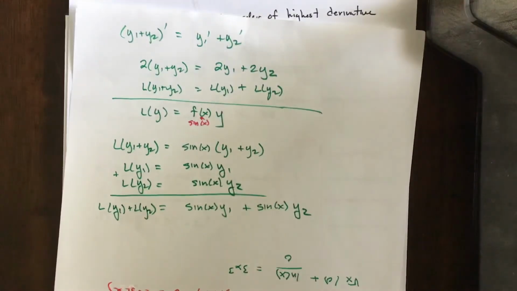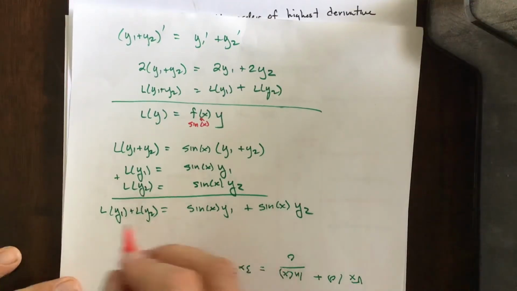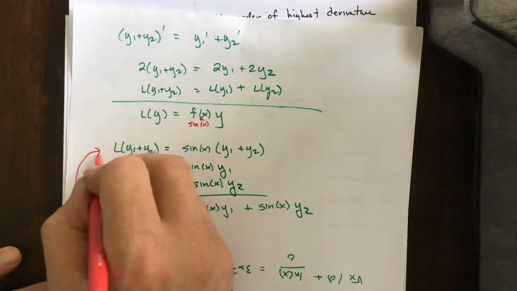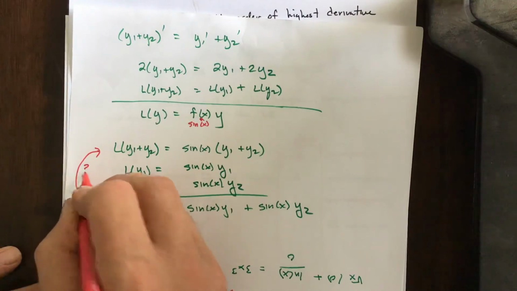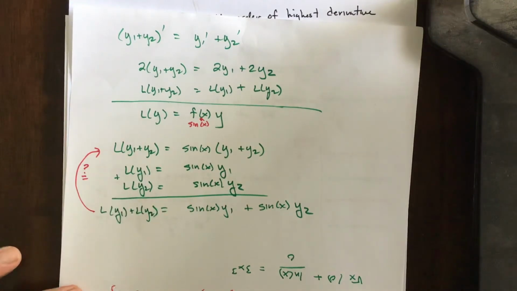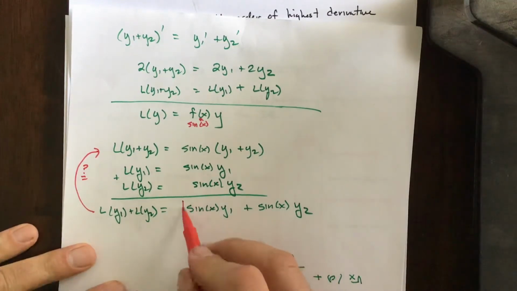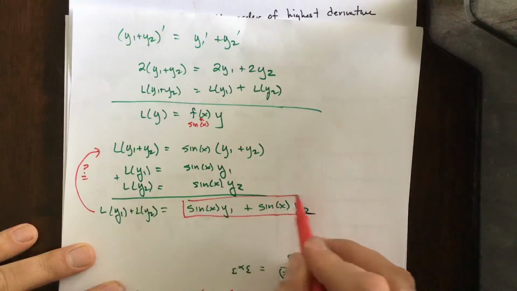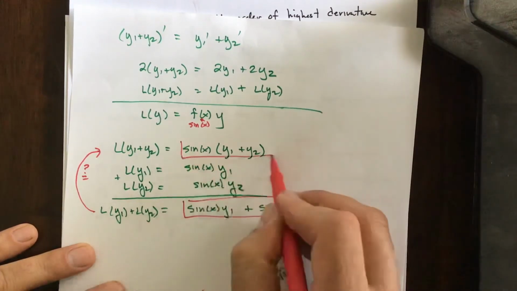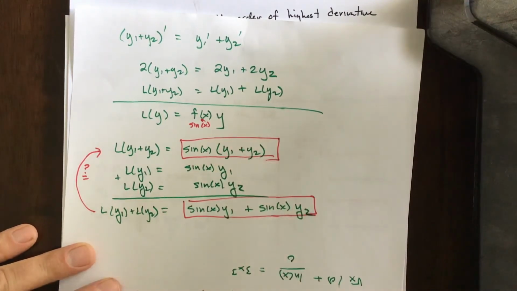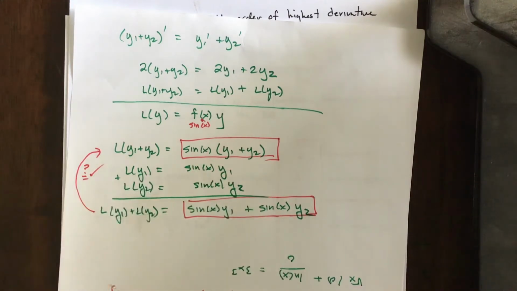The question is, is this equal to L of y1 plus y2? So is what's in red right here the same as what's in red right there? And the answer is yes, it is. That's great. So now I picked the sine of x at random, okay?